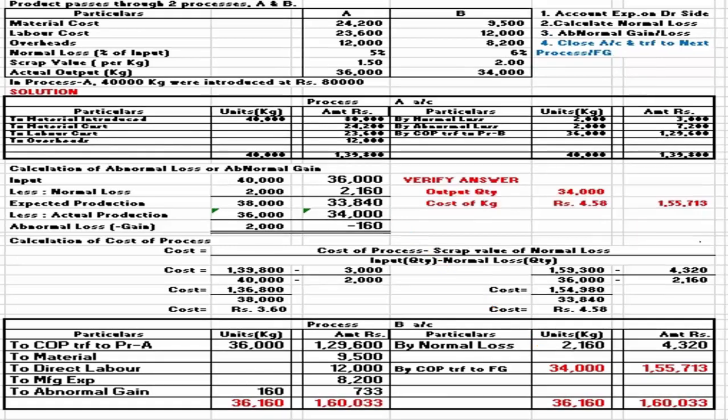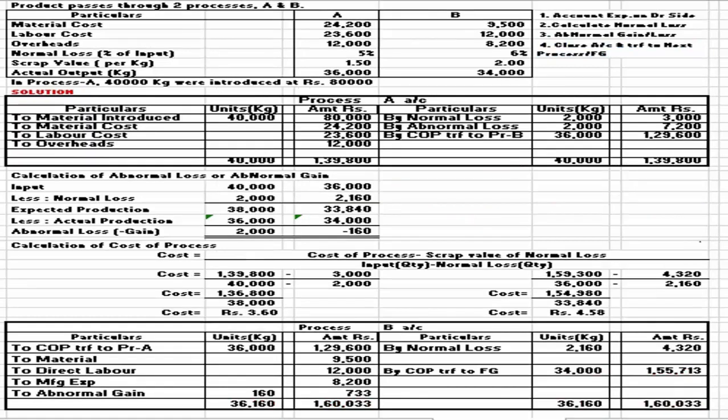As I said, in process A, this figure can be calculated and it is always valued at cost per unit. So let us verify whether our answer is correct or not. 34,000 is the quantity and the cost per unit calculated is 4.58. So if you multiply, you get the answer 1,55,713. Now there is every possibility that a small rounding error of 2 rupees, 5 rupees may be there. This may be due to the reason that we are writing in whole figures and not in fractions. So this is how process A and process B are completed. Now this is our final solution.